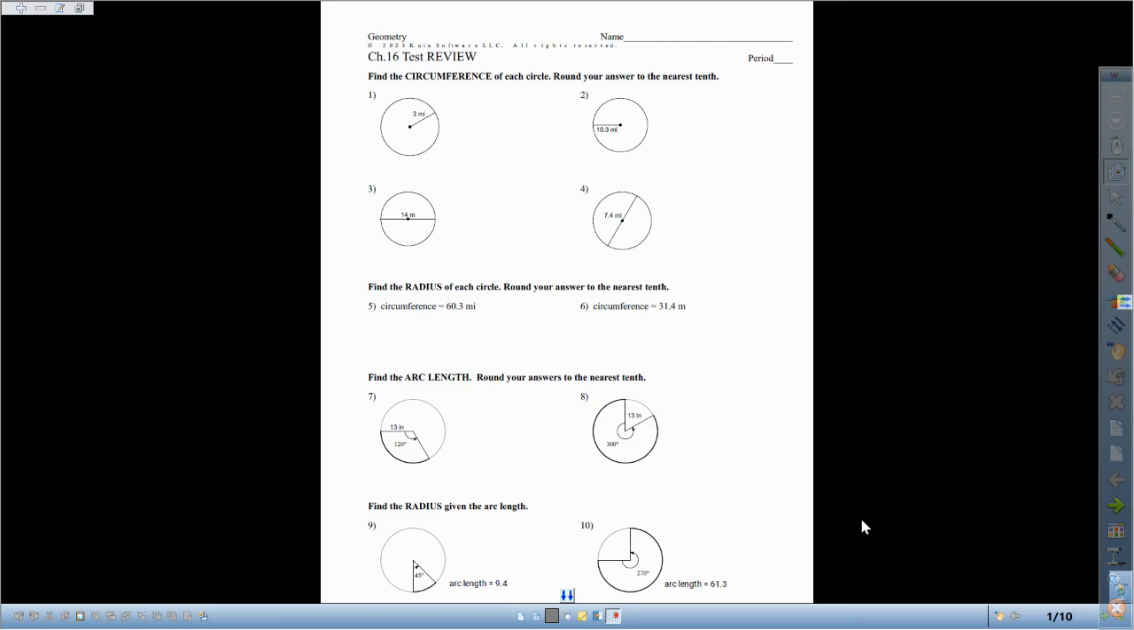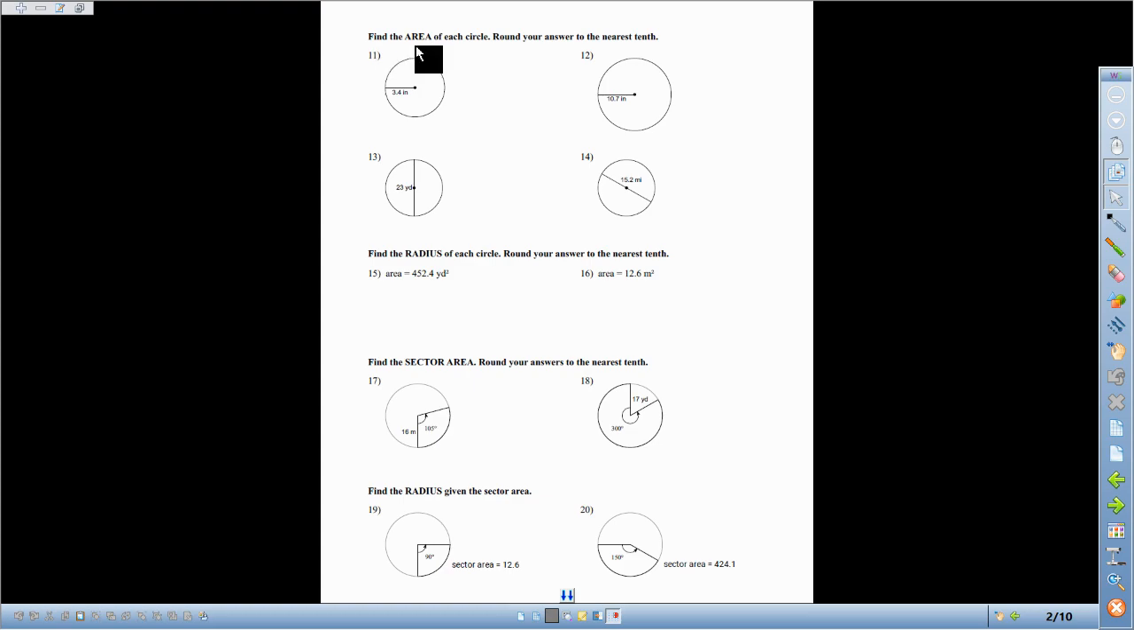Hey, everybody. So we're looking at our Chapter 16 test review today. Just to give you a quick overview, the front side of it is dealing with circumference and arc length, which is the 16.1, 16.2 stuff. And then the back side gets into the area of a circle and sector area, which is the 16.3 stuff. So yeah, having those notes out isn't a bad idea.